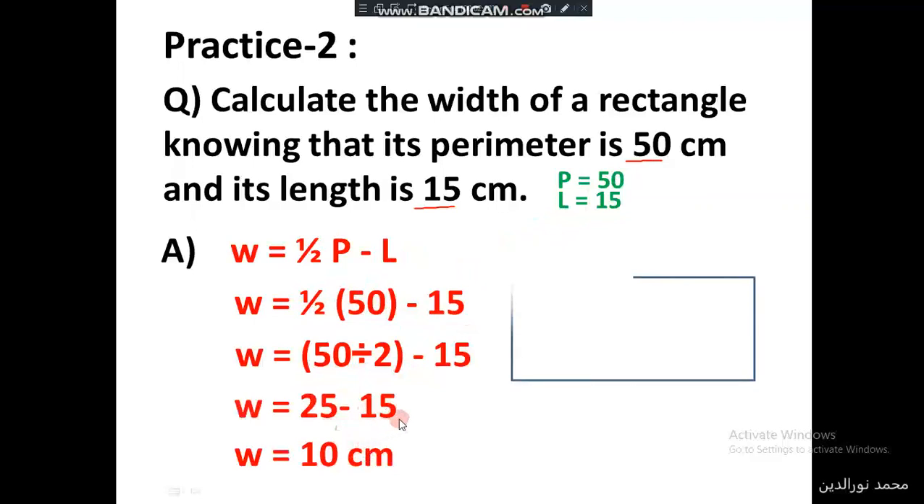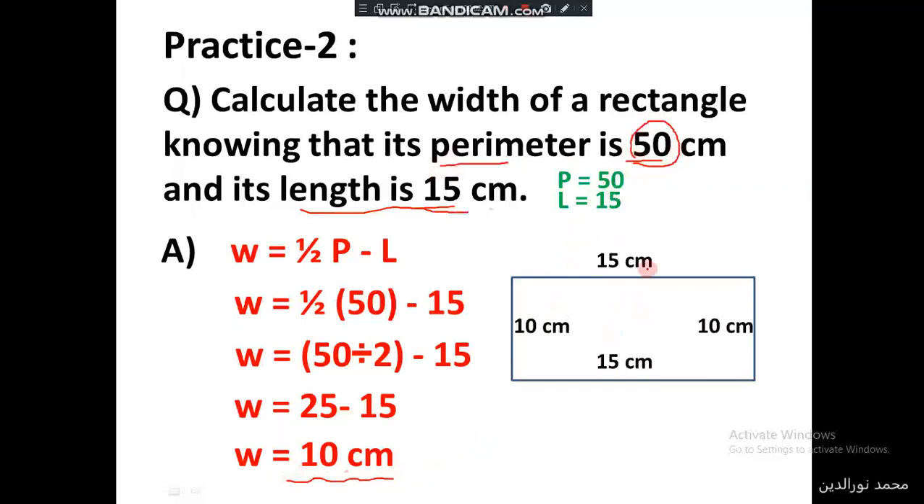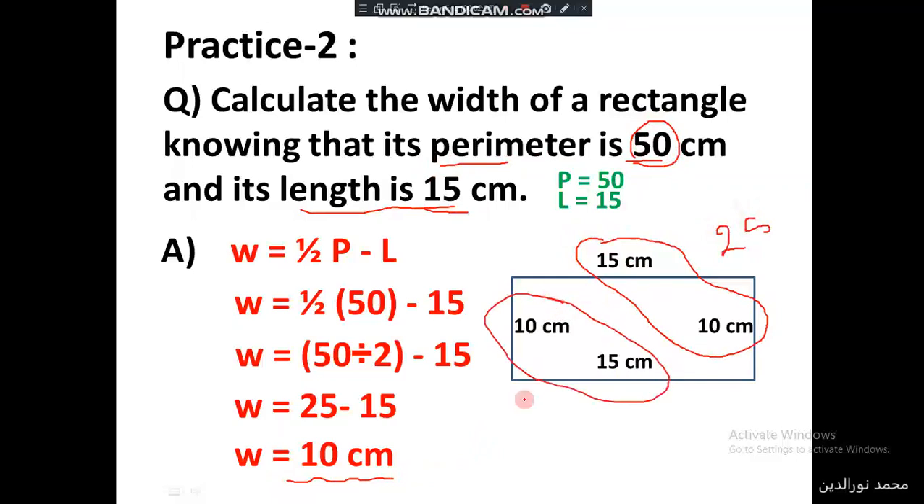So let's check that. We have a rectangle that has the length of 15 centimeters and the width of 10 centimeters, and it should have a perimeter of 50 centimeters. Let's check that. 15 plus 10 is 25. 25 and 25 is 50, so that's true.